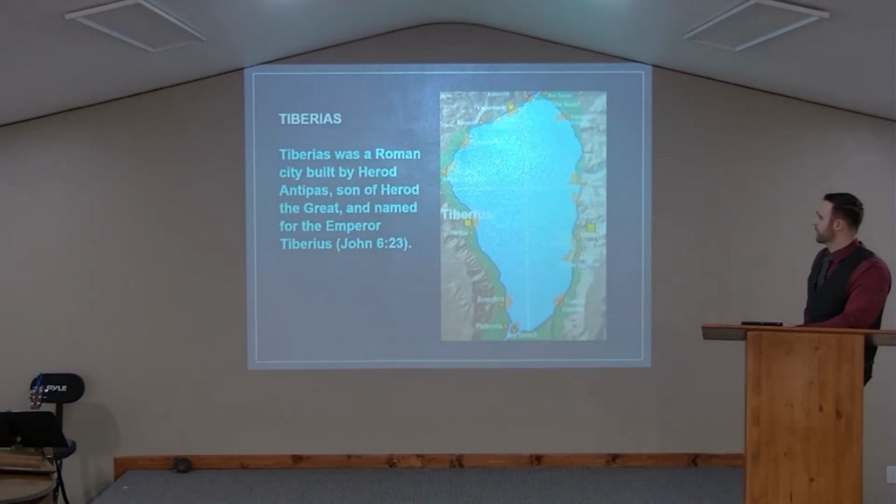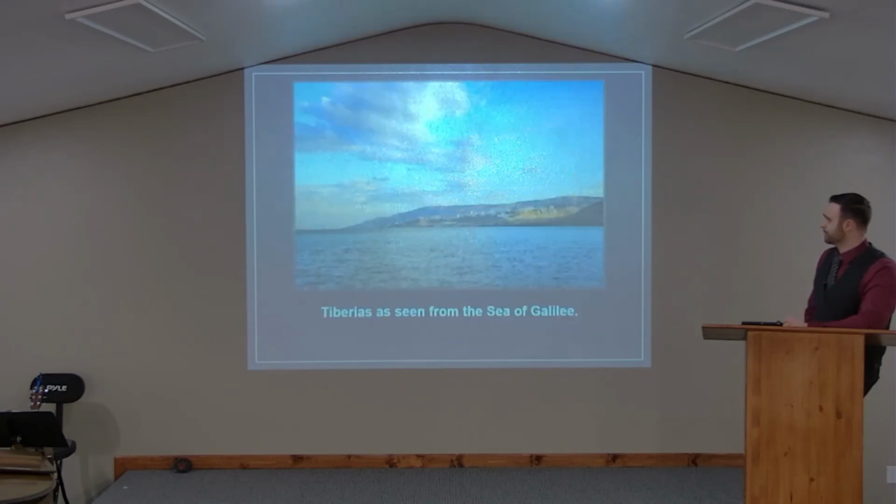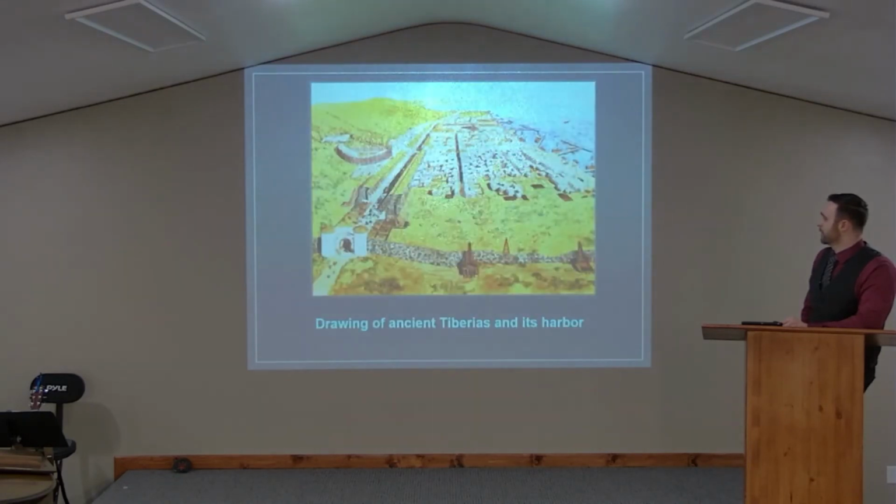Tiberius was a Roman city built by Herod. It's right here on the west side. This is what it looks like from the sea. City of Tiberius, right there. This is a drawing of ancient Tiberius and what it looked like with its harbor here. It's a big gate and wall, and then all of the structures inside.